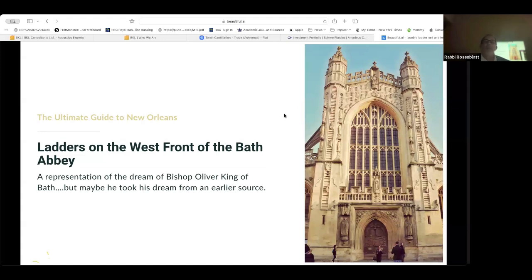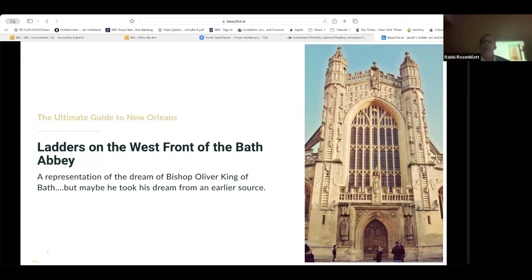I want to show you just how pervasive this image is. This is a Protestant church, the Bath Abbey, and the Bishop of Bath, Oliver King, had a dream that there were angels going up and down the ladder. He made it seem like it was a very original dream. I think it's kind of funny that he thought he was the first guy to have that dream. But I just want to show you that this ladder, with the angels going up and down, appears on the west face of the abbey. If you look at the two sides, you'll see there are two ladders, and there are angels going up and down the ladder.